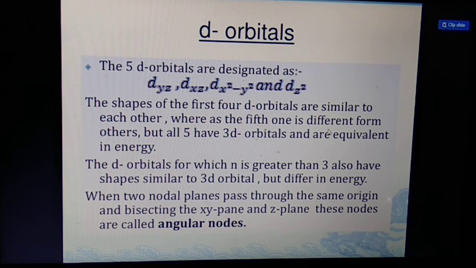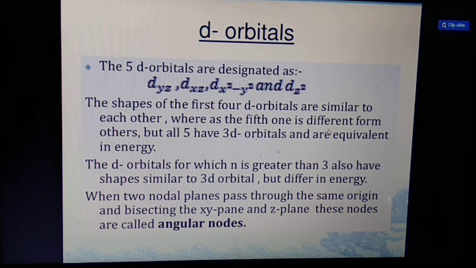So students, you note down the 5 d orbitals in the notebook. 4 d orbitals are given here. 1 d orbital you have to write, that is dxy. So you write quickly, students: dxy, dyz, dxz, dx square y square and dz square.